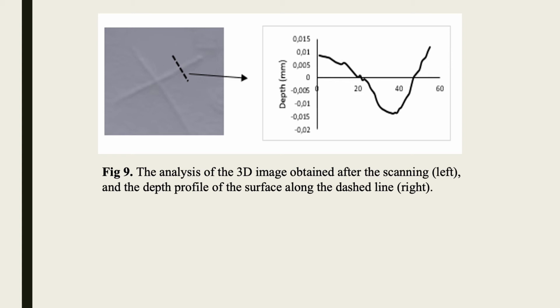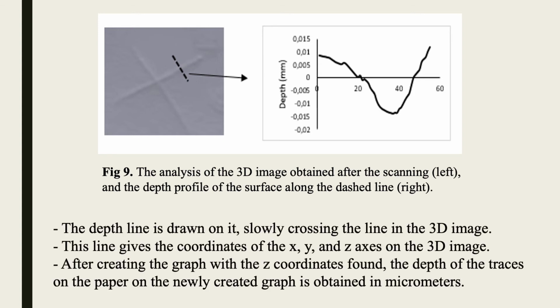According to the developed code, the cross line actually provides the coordinates of the X, Y, and Z axis on the 3D image. Since it was desired to find the depth, the coordinates obtained in the Z-axis were examined. After creating a graph with the Z-coordinates found, the background is removed with the slope equation and the depth of the traces on the paper on the newly created graph is obtained in micrometers.